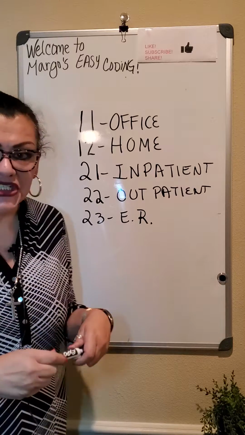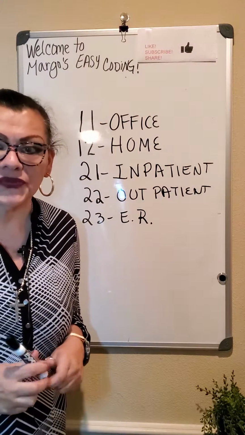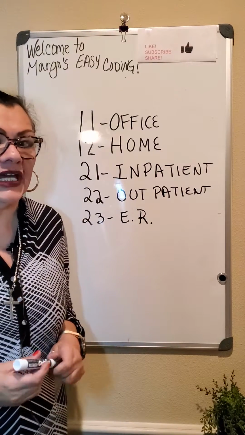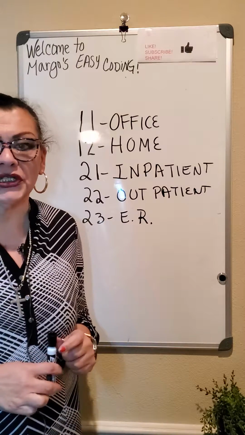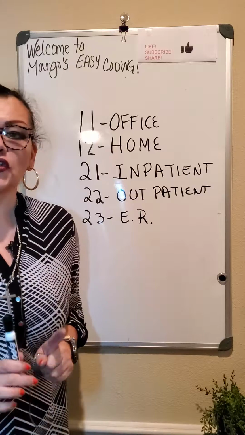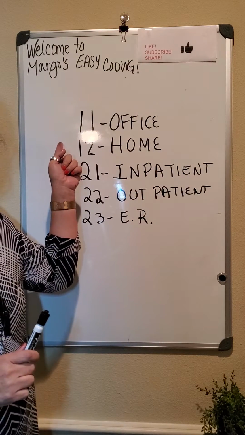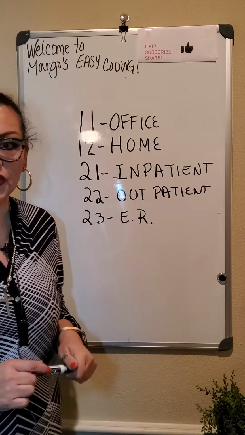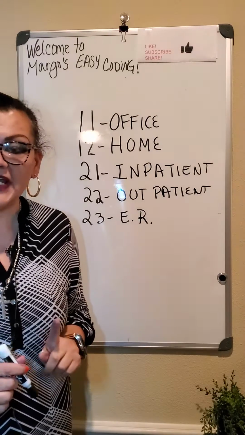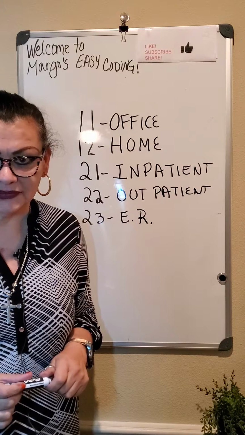So when the patient goes to the doctor's office, the place of service that you're going to indicate so that the insurance company knows where the services were performed, in the office, your place of service is always going to be 11. If the doctor goes to the patient's home, the place of service for home is 12.